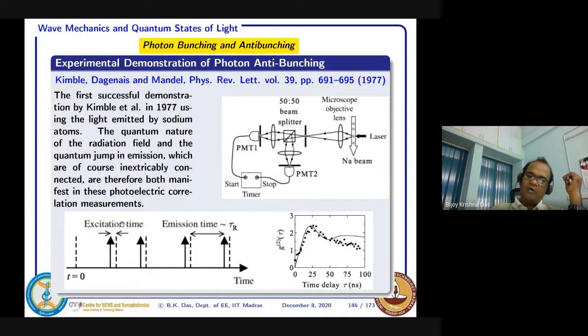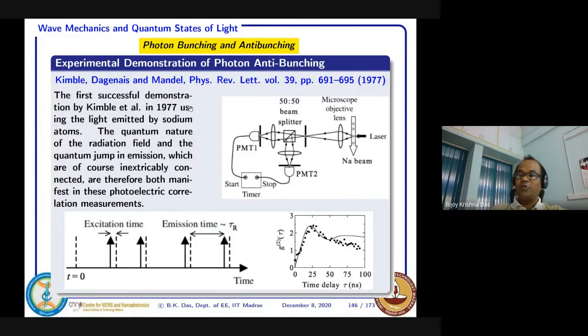A sodium atom takes very short time for excitation, but once it is excited, to come down to the ground state it takes longer time. So that emission time is somewhat longer. Even if you illuminate with a CW laser, CW meaning continuous wave, at a time one atom will be excited, but it takes a little longer time to emit. So your emission will be distributed, with a certain gap for photon emission. That is how you get an almost regular interval, anti-bunched.